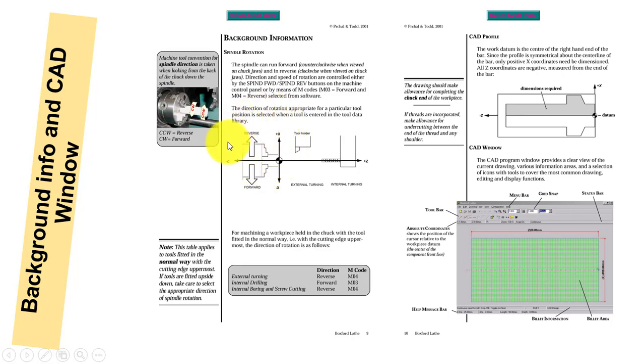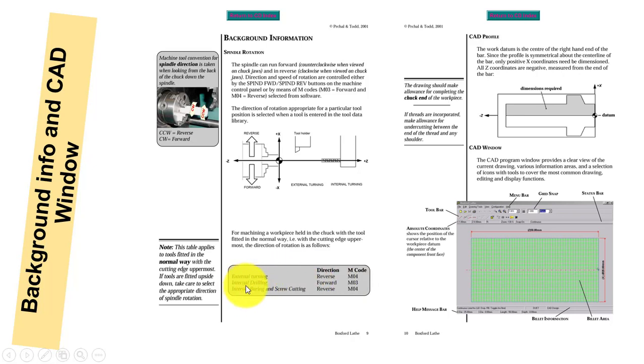So while writing a program, or drawing the CAD model in the LatheCAD software, you have to use these axes, or you have to ensure these axes, x plus and z minus. Here it is very important for external turning. You have to use the clockwise or reverse direction, and from the software you can use M04 in the NC instruction to mention the reverse direction for external turning.